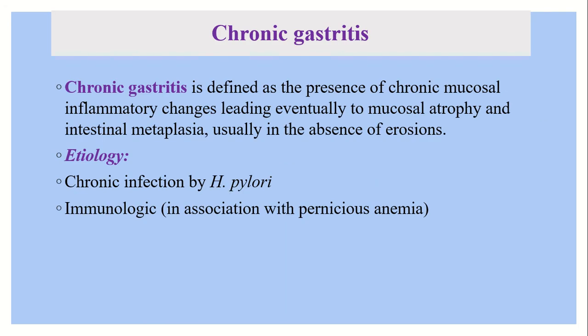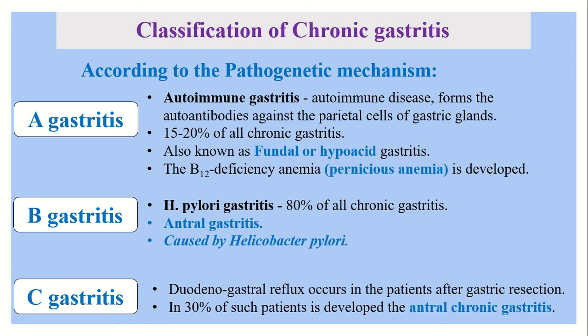Chronic gastritis is defined as the presence of chronic mucosal inflammatory change, leading eventually to mucosal atrophy and intestinal metaplasia, usually in the absence of erosions. Etiology: there are two etiological factors for chronic gastritis, infection by Helicobacter pylori and immunologic factors in association with pernicious anemia. We will use some different classifications for chronic gastritis.